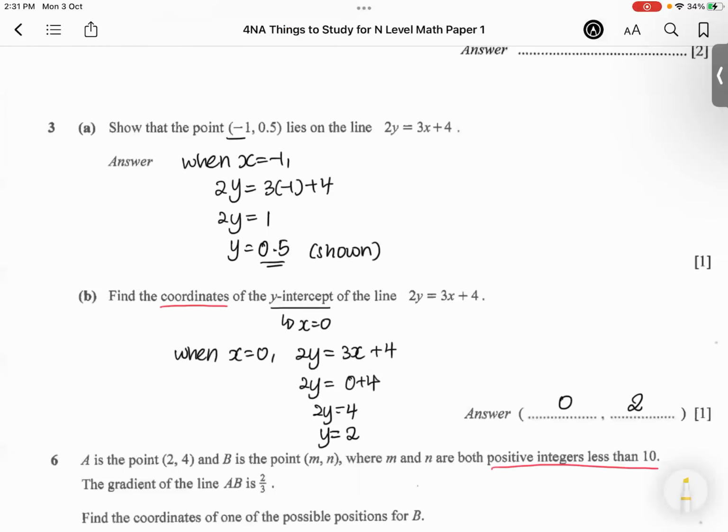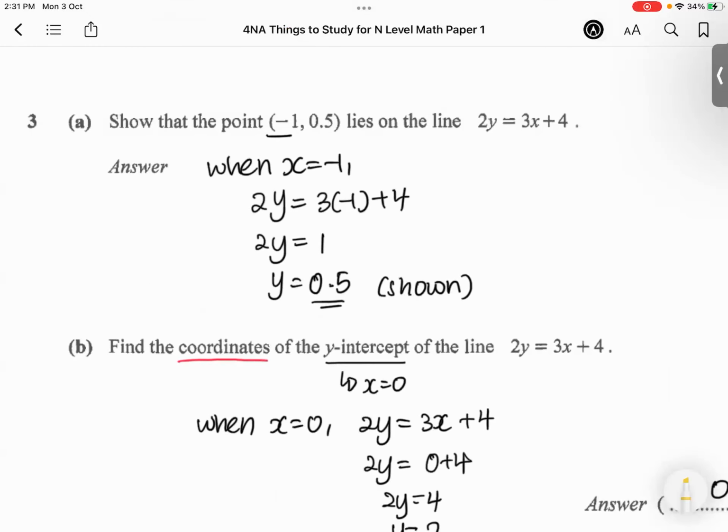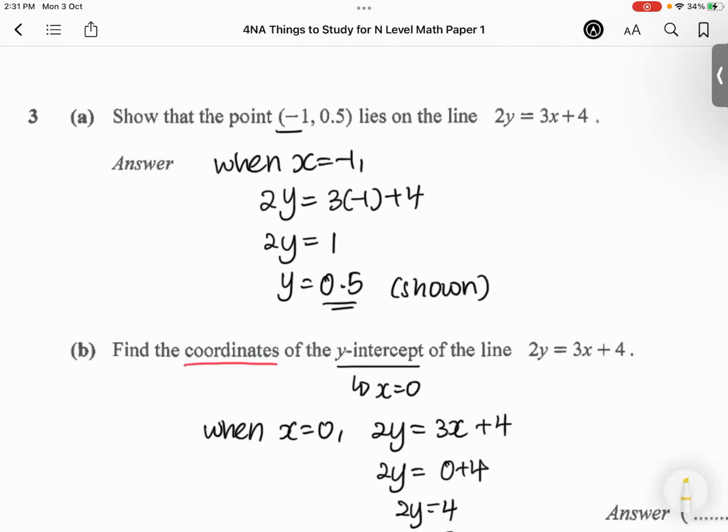Show that the point lies on this line. Now what do we do? When I want to show something, I just need to sub in one of the values into my equation and then get the other value. So in this case, I know that x is equals to -1. So I'll plug x equals to -1 into my equation over here. Then you'll realize that after I solve the equation, I get that y is equals to 0.5. Okay, then therefore this is shown already.